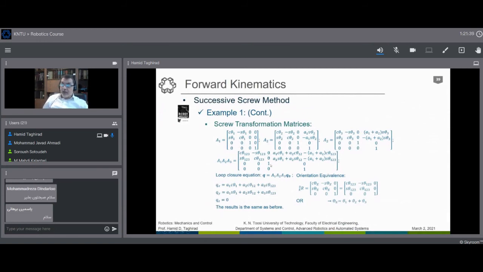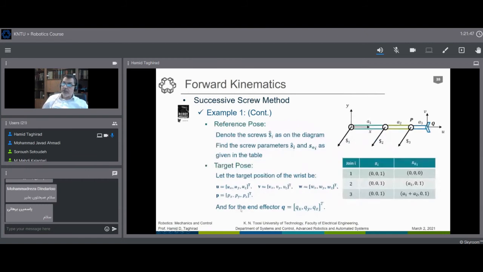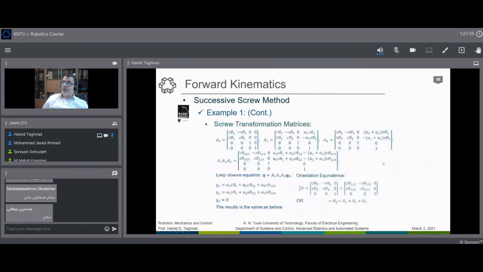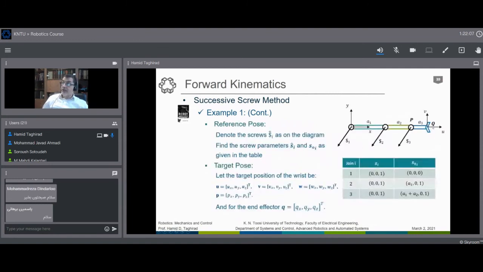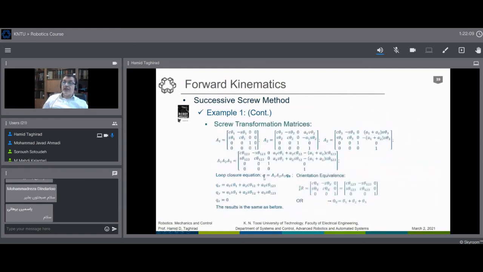So as you see here again, we have a rotation matrix and we have the position matrix here, and then we equate the final one to the target position. The target position has an R, UVW, and a Q version. Depending on what you are doing, we can have it this way. If you use the loop closure for Q, if you have this position vector for Q, the end effector one, we know that Q is equal to A1, A2, A3, Q0.